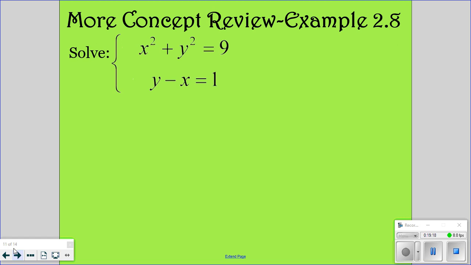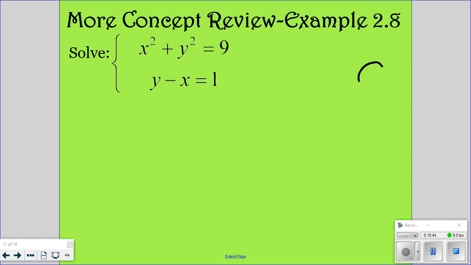We want to solve for our points of intersection. We have a circle and a line. x squared plus y squared equals 9. That's a circle with a radius of 3. And then y minus x equals 1. You could say y equals x plus 1. It's going to be a circle and a line.